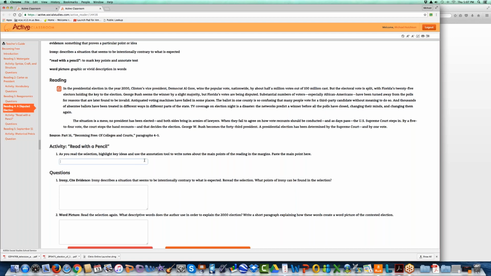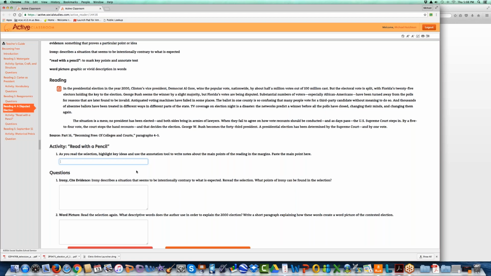They're going to paste the main point right here, so it depends on what they see as the main point of the reading. Then below it there are two questions. One deals with irony. So we're looking at a specific instance of something that might be intentionally contrary to what was expected. We don't have a whole lot of time to look at this, but for example, the ballots were misleading, voting machines failed, and that sort of thing. And at the end of it, it wasn't really the voters that made a determination about who won the election. Instead, it was the U.S. Supreme Court by a 5-4 majority.